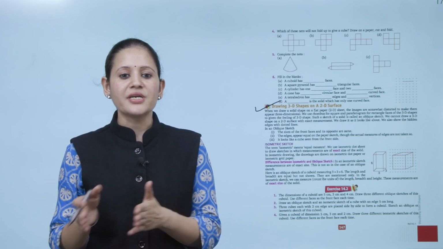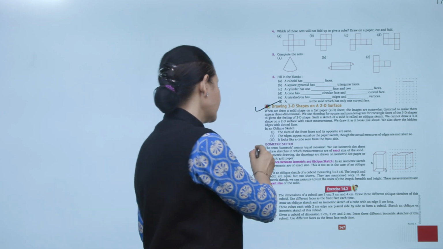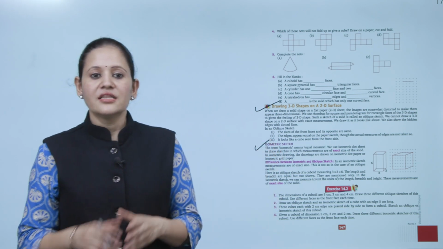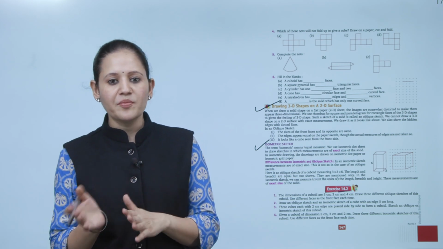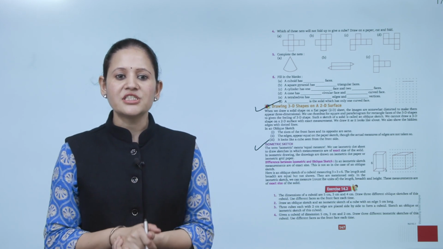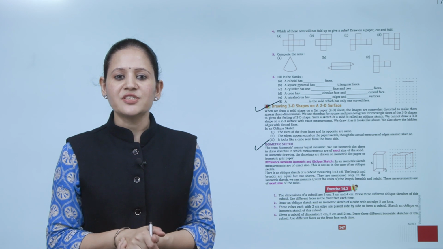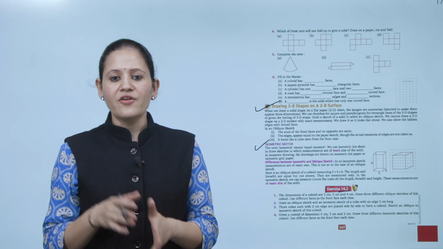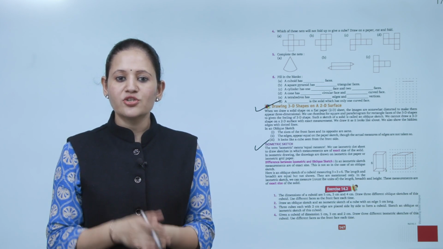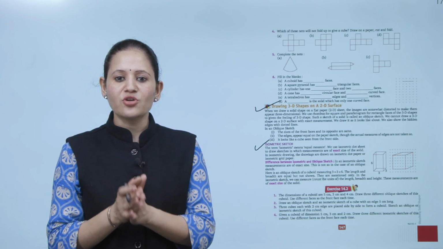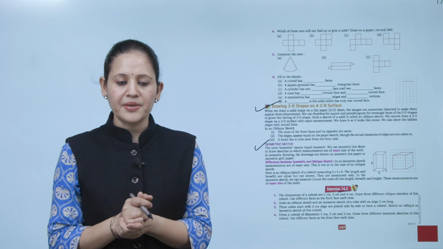Next is isometric sketch. The term isometric means equal measure. Isometric का meaning है equal measure. We use isometric dot sheet to draw sketches in which measurements are of the exact size of the solid. In isometric drawing, the drawings are drawn on isometric dot paper or isometric grid paper.